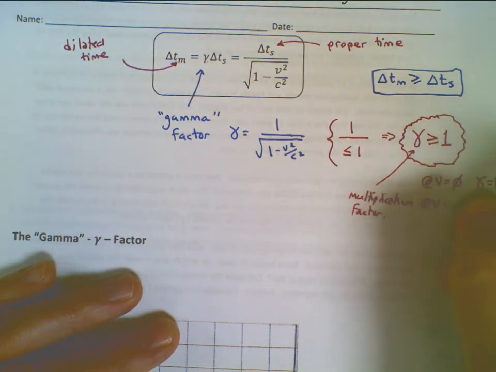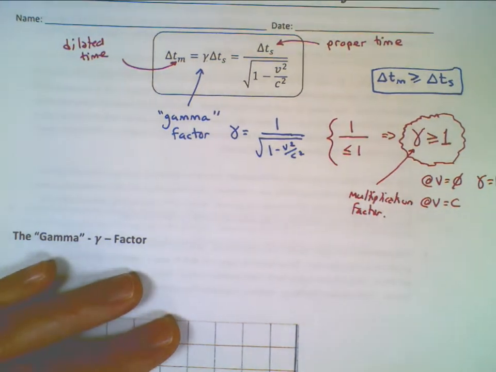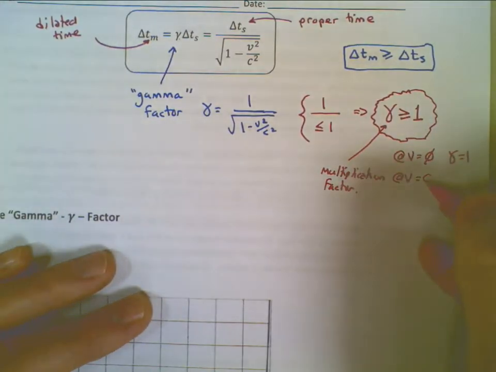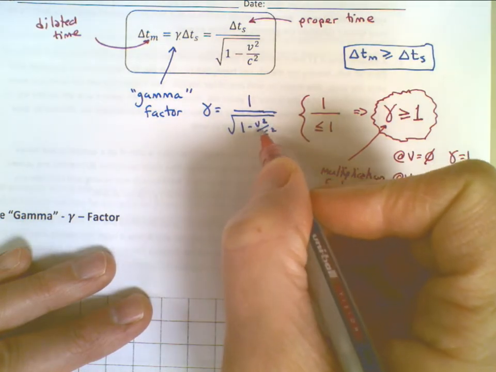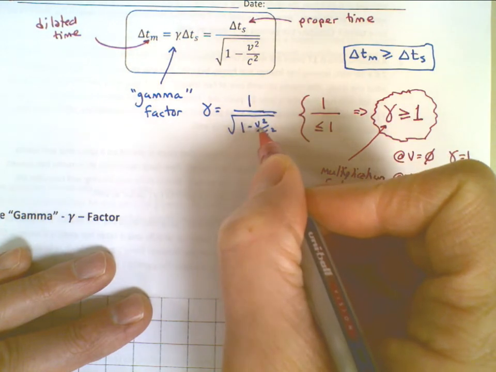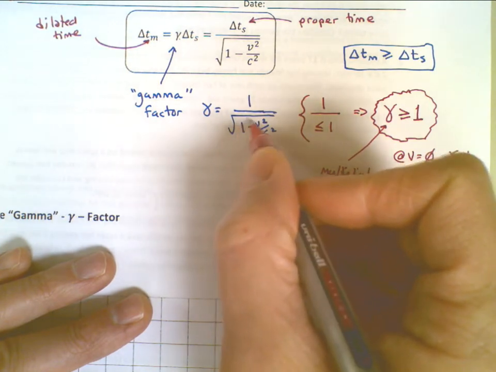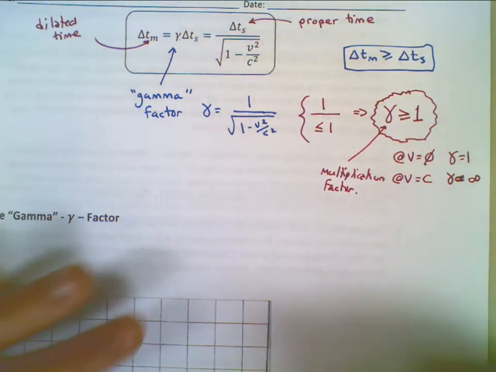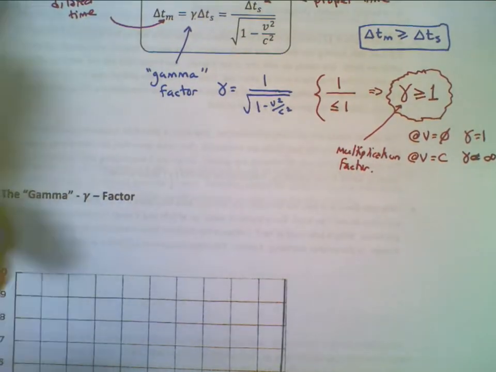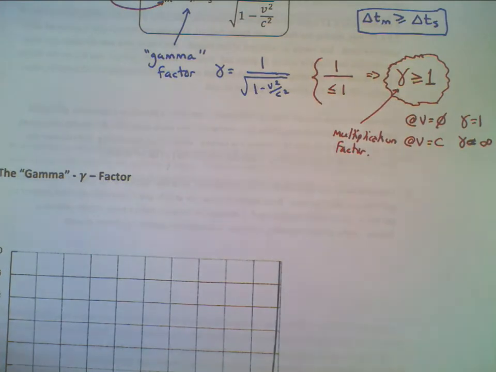At v equal to c, now here's an interesting case. If the speed of the object is the speed of light, look at this equation. c squared divided by c squared is 1. 1 subtract 1, 0. Square root of 0, 0. 1 divided by 0, gamma becomes infinite. The multiplication factor for the time dilation becomes infinite.